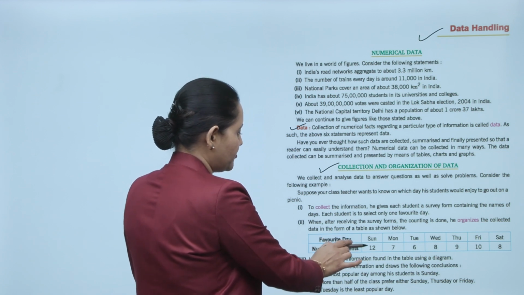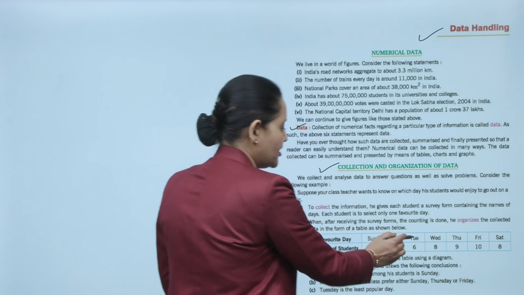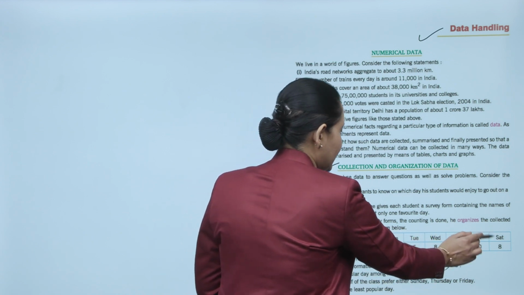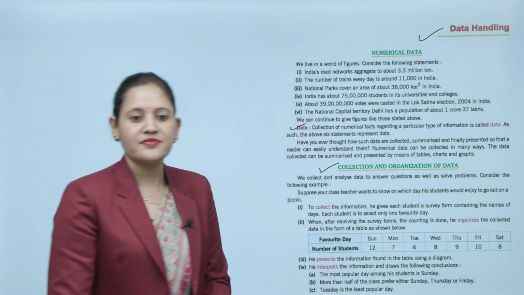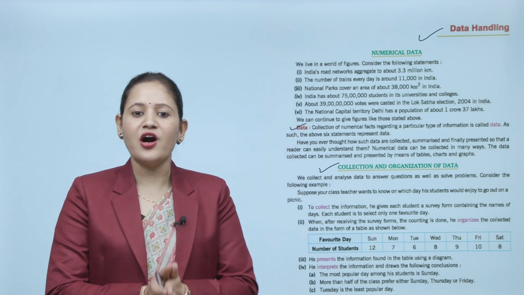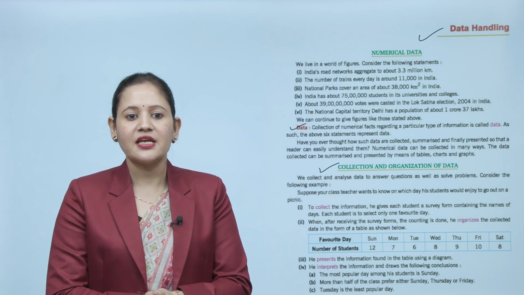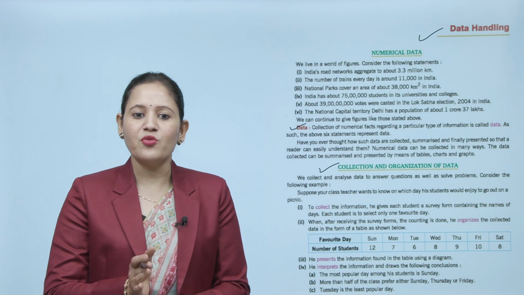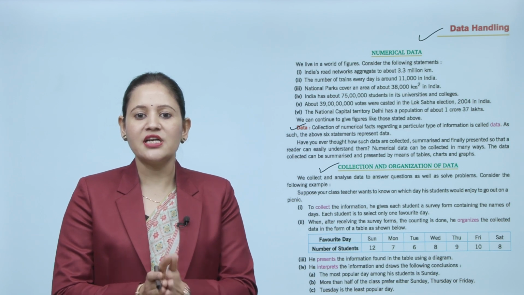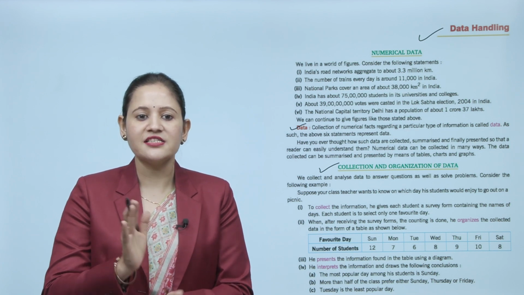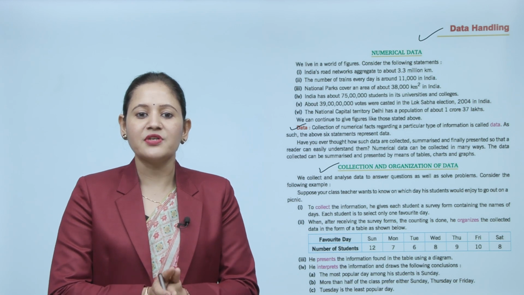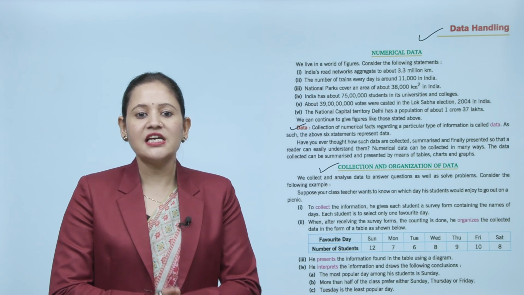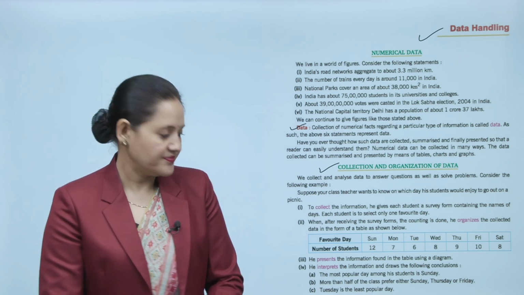Sunday 12 student का favorite था, Monday 7, Tuesday 6, Wednesday 8, Thursday 9, Friday 10, Saturday 8. Clear? He presents the information found in the table using a diagram. He interprets the information and draws the following conclusions. The most popular day among his students is Sunday because 12 students like Sunday. More than half of the class prefer either Sunday, Thursday or Friday. Tuesday is the least popular day.